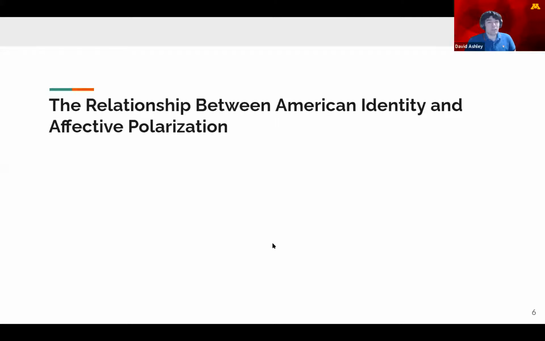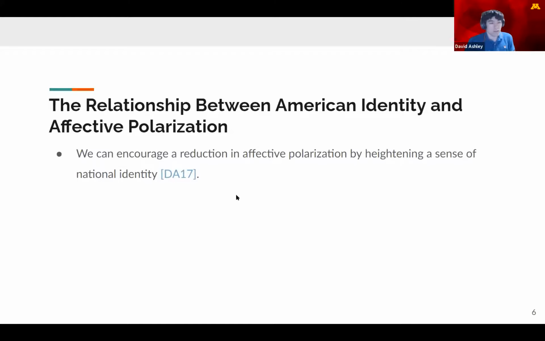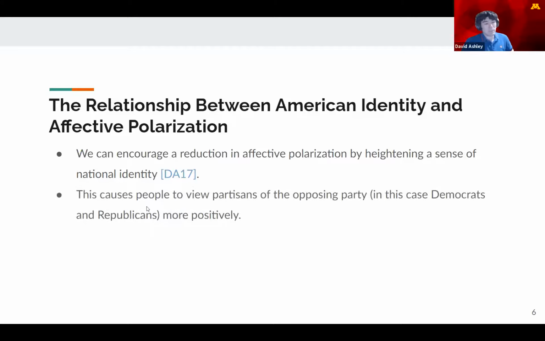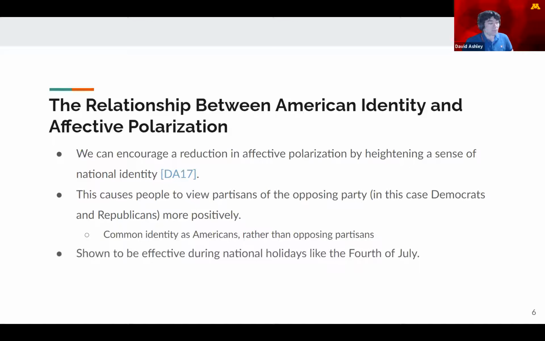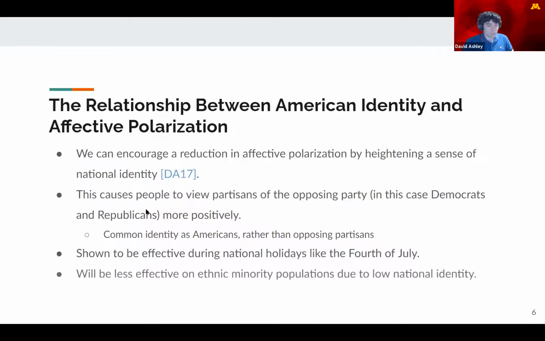So how are these concepts related, specifically American identity and affective polarization? We can encourage a reduction in affective polarization by heightening a sense of national identity. This causes people to view partisans of the opposing party, in this case Democrats or Republicans, more positively. It cements the idea that we have a common American identity as Americans rather than as opposing partisans. This is shown to be effective during national holidays, like the 4th of July, for example.